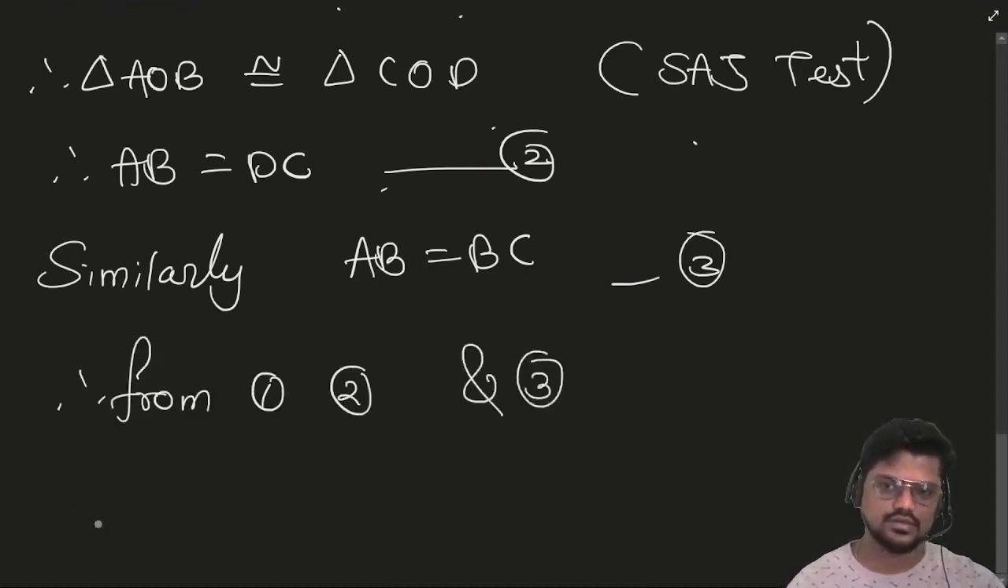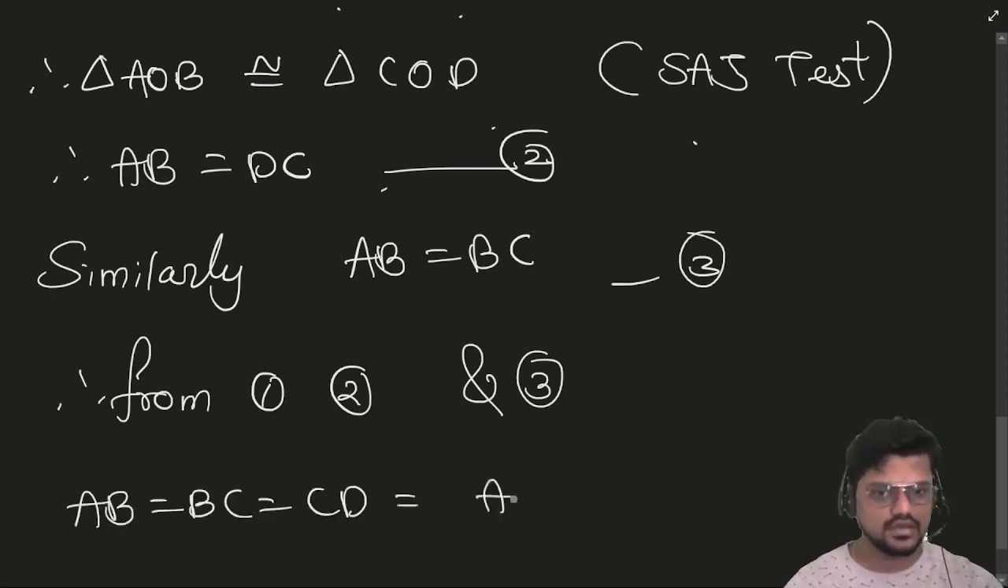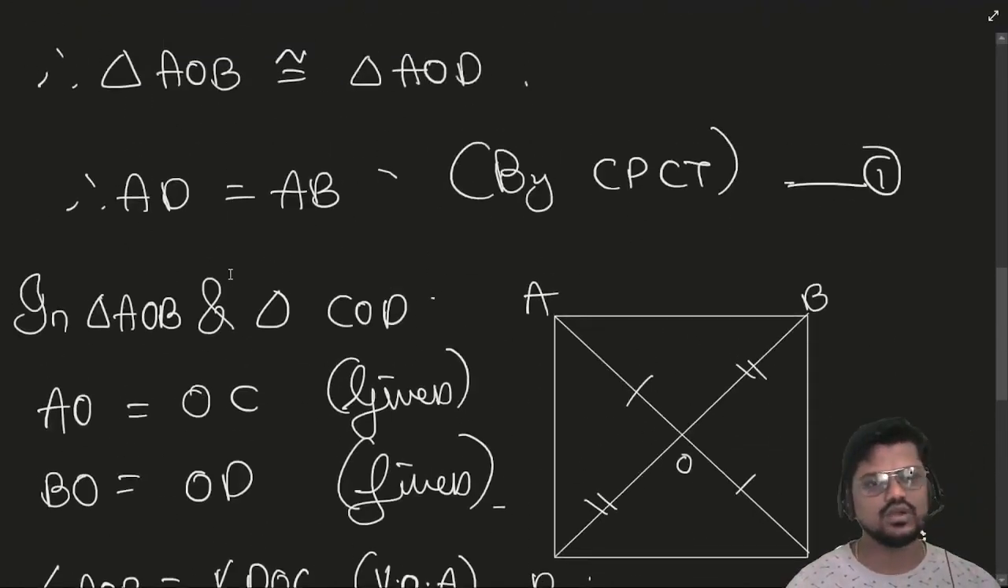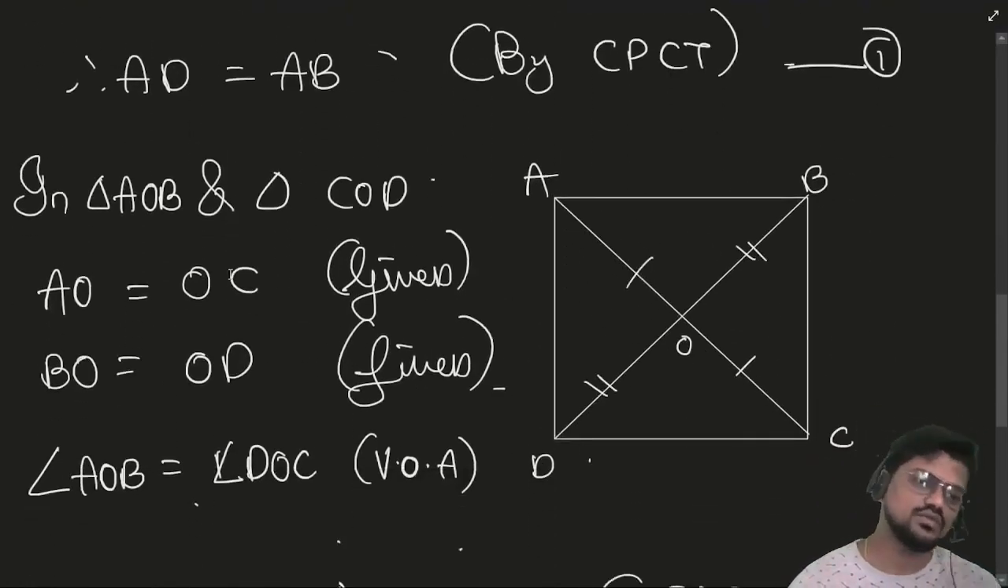Sir, but to prove a square, you have to prove that angles are 90 degrees. It's not completed. Did I say that it's completed? It's not completed. We have proved one part of it. That is, all sides are equal. That is one part required for a square. Now, what you need to prove is that one of the angles is 90 degrees.